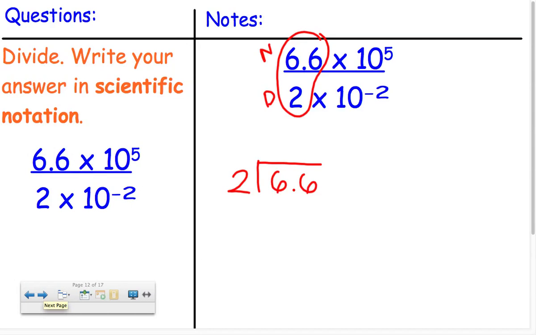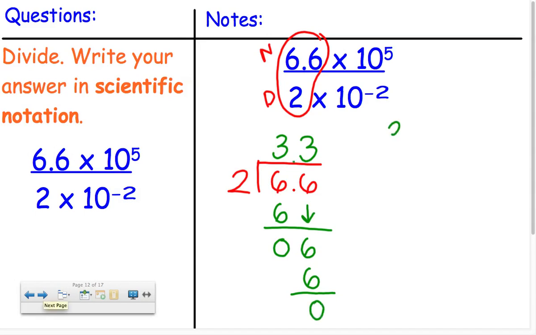2 goes into 6 3 times. 2 times 3 is 6. Bring that down. 6 minus 6 is 0. Bring down that 6. 2 goes into 6 3 times. 2 times 3 is 6. 6 minus 6 is 0. The only thing I'm missing is I got to bring up my decimal, so I end up with 3.3.